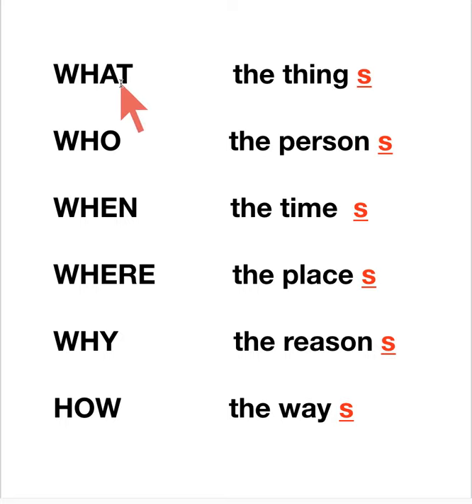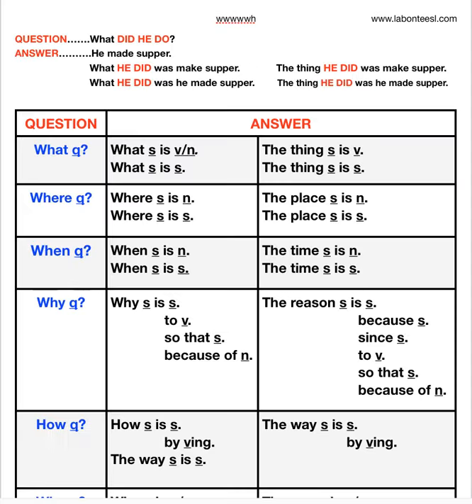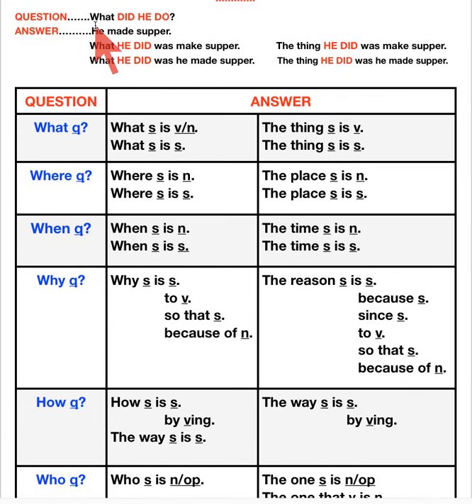Everything in very simple terms, conversation revolves around this axis of spheres of interest of what, who, when, where, why, and how. So to give you an example of this, here we have a basic question of what did he do? Did he do is the question. What and the question. The simple answer would simply be he made supper.